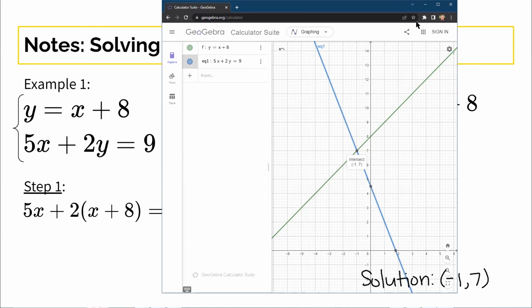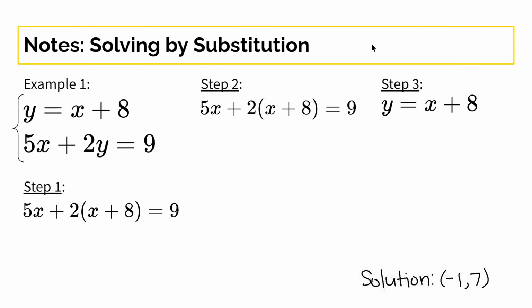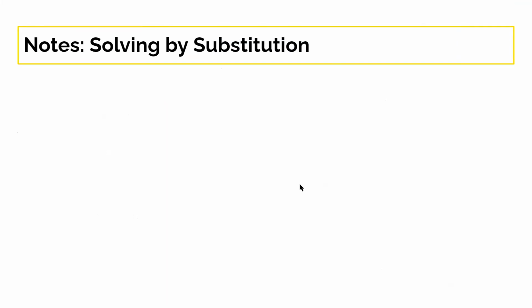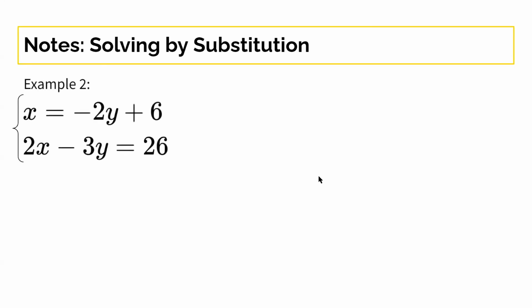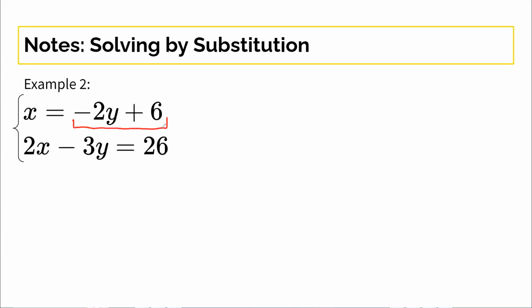Let's go ahead and try another one. So let me clear the solution here, and we're going to move on to example 2. So example 2, we have x equals -2y plus 6, and 2x minus 3y equals 26. Just like last time, we know that our first step is the substitution step. So I'm going to go to that first equation. I'm going to take that expression on the right, and in the second equation, everywhere I see an x, I'm going to replace it with that expression.